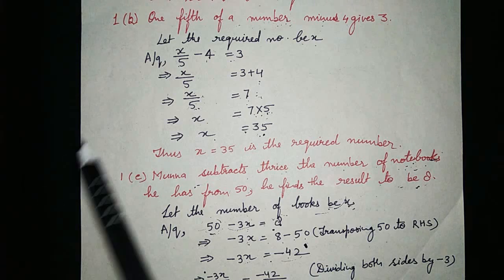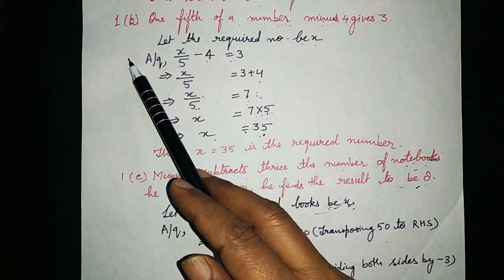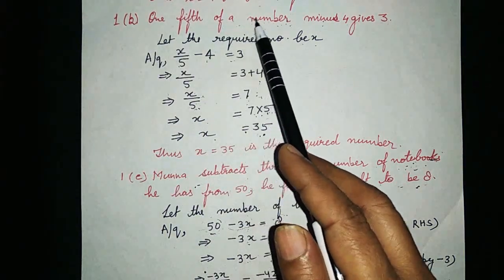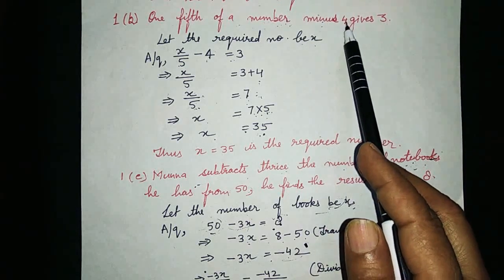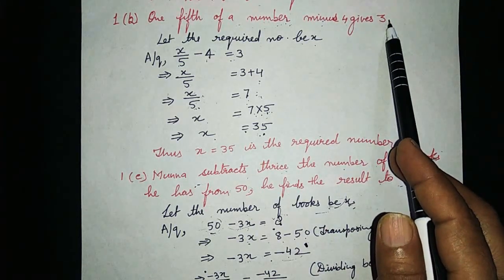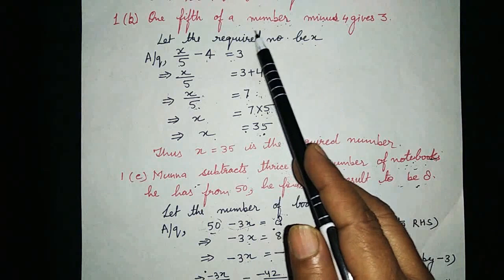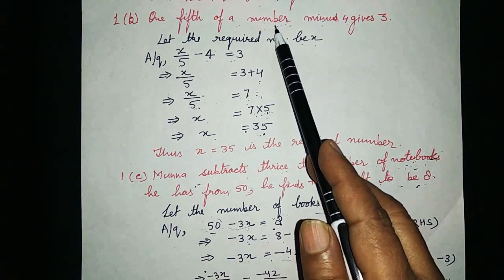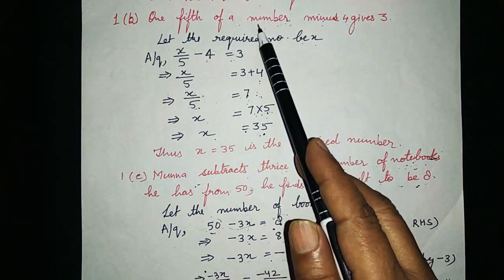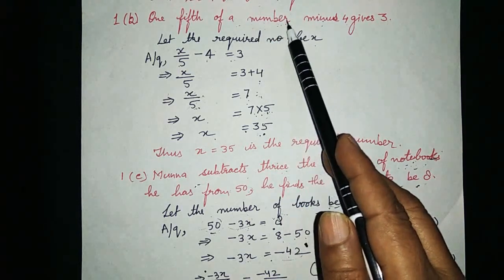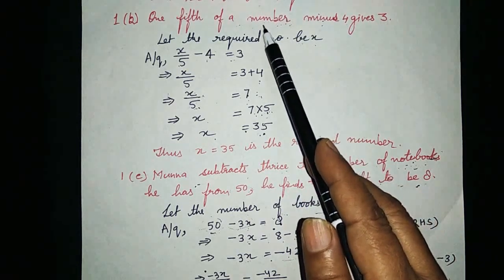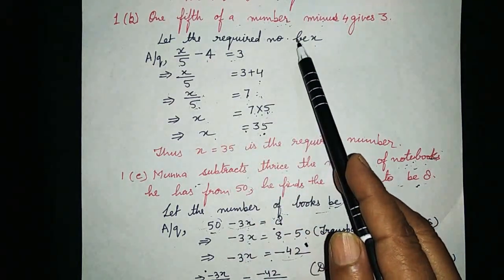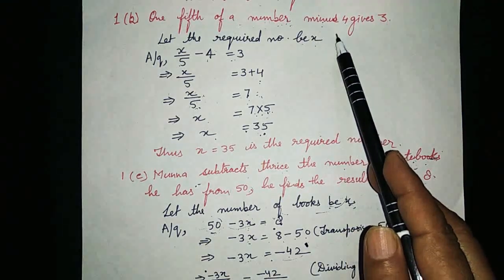Now see the B part of question number 1. 1/5 of a number minus 4 gives 3. Here we don't know this number. So what we have to do? We have to assume this unknown number. So we will write this sentence, let the required number be x.